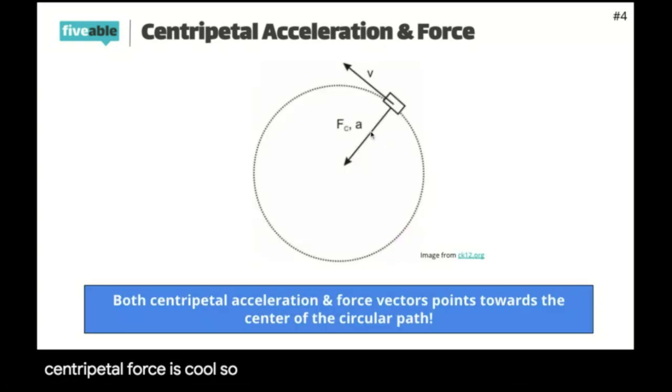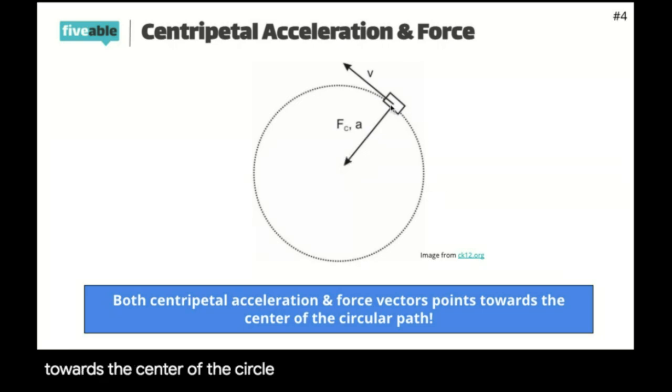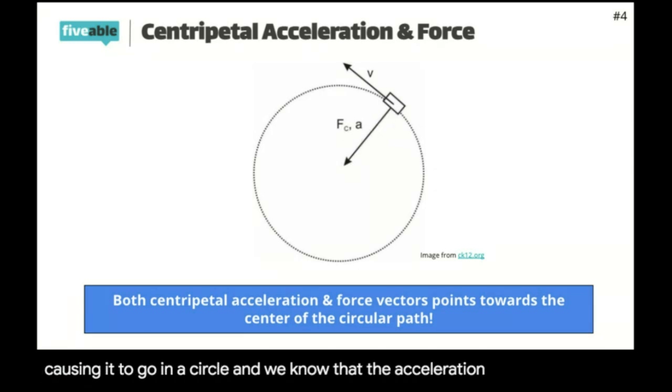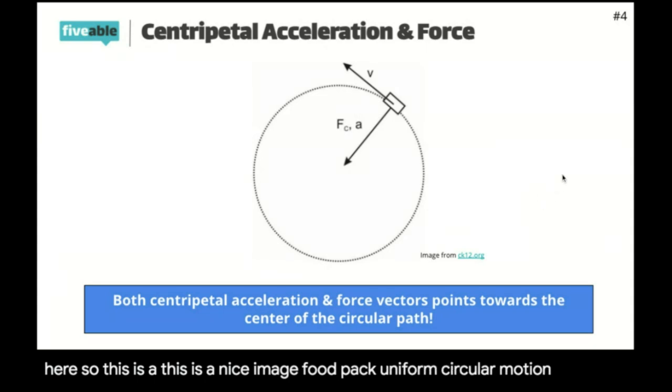Cool. The other part of this is that both the centripetal acceleration and the centripetal force vector are always going to point towards the center of the circle, because this is the force causing it to go in a circle, and we know that the acceleration vector always points in the same direction as the net force vector. So those are both always going to point to the center of the circle. Velocity is going to be tangent up here. So this is a nice image for you to think back on as you're trying to unpack uniform circular motion.